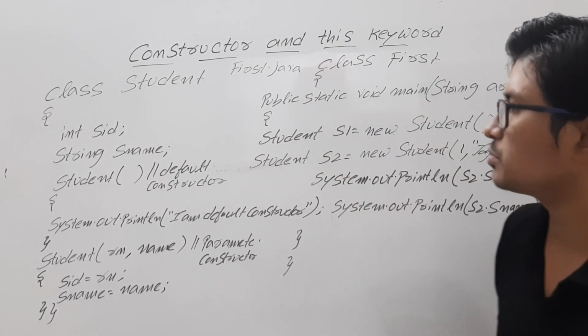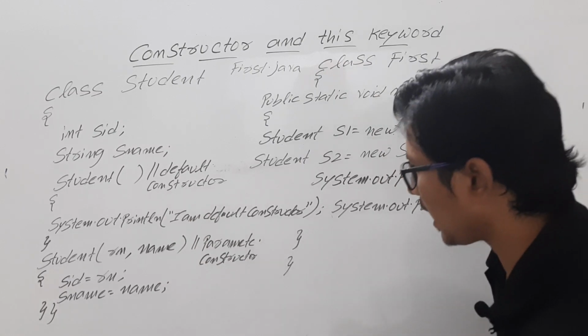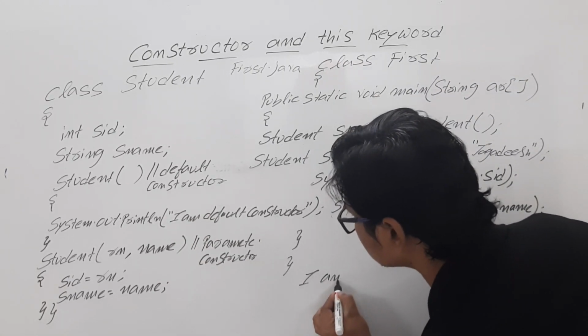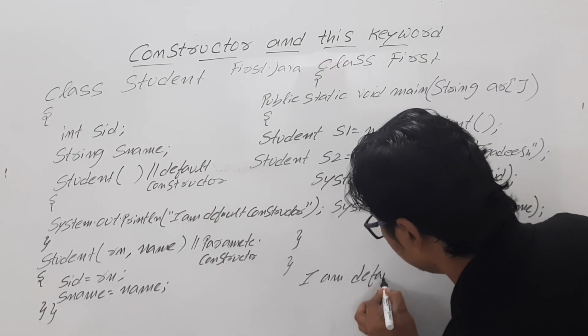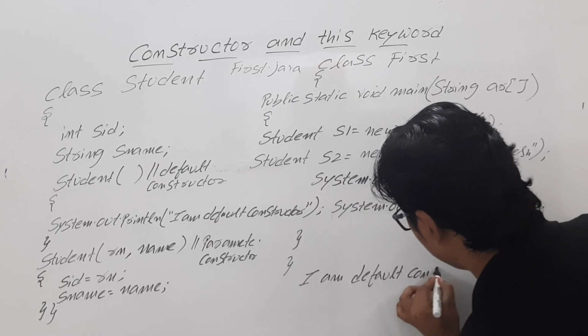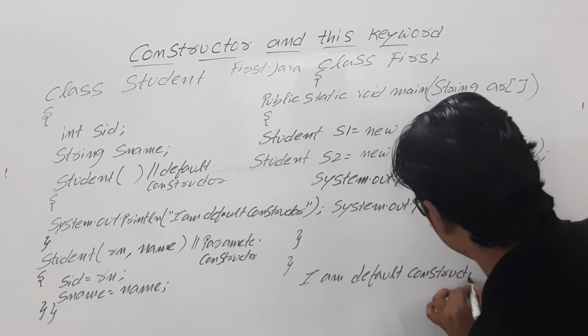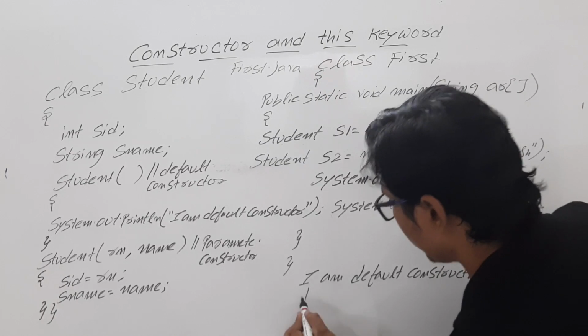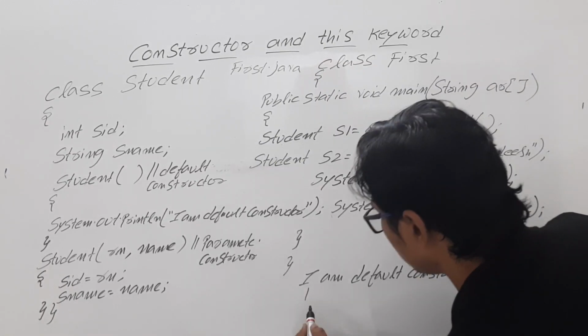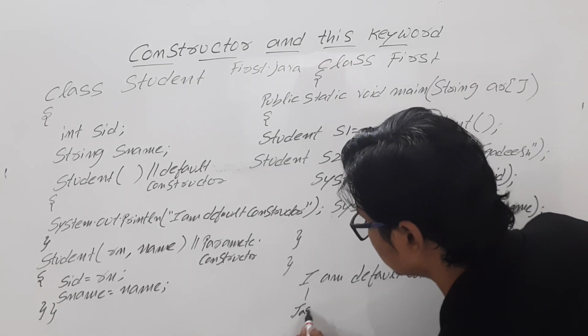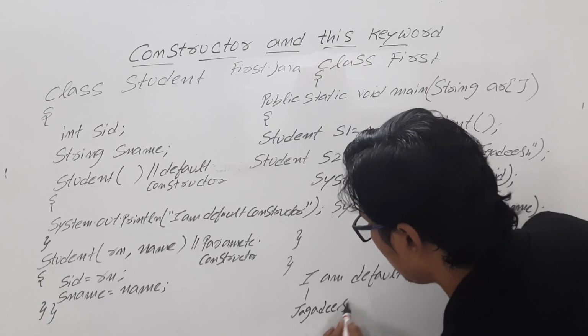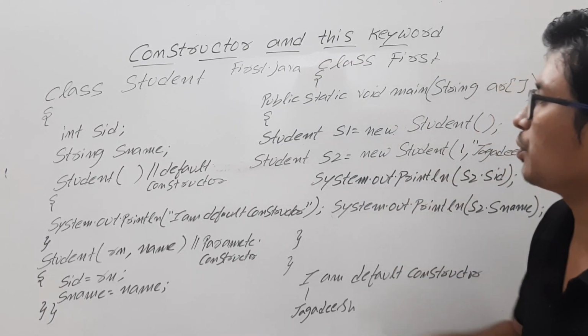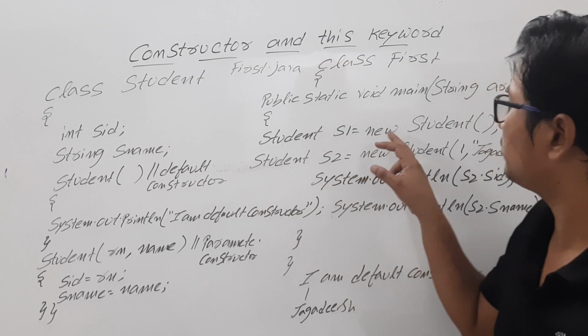If I execute this program, first I will get the output as "I am default constructor", then you will get the student ID as 1 and the name as Jagadish. So this is the output for the given program. Okay, so what is the use of a constructor?